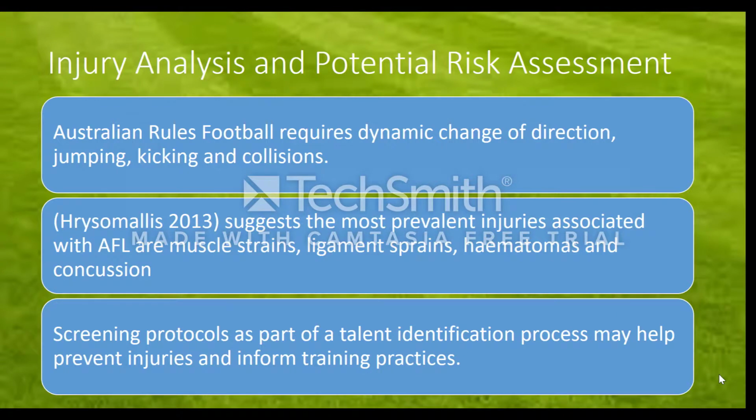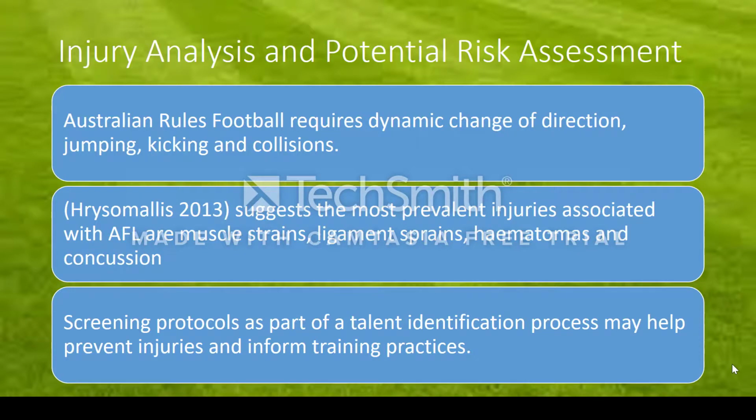Australian rules football is a game that requires dynamic change of direction, jumping, kicking, as well as collisions. A review by Harisa Marlis found that the most prevalent injuries associated with AFL are muscle strains, ligament sprains, hematomas and concussion. Hematomas and concussion are often the result of a collision contact with an opponent or teammate and consequently can be categorised as extrinsic or environmentally related. Extrinsic or environment related injuries cannot really be detected through any sort of screening process. The focus of this presentation will be to review injuries that are modifiable or intrinsic athlete related.